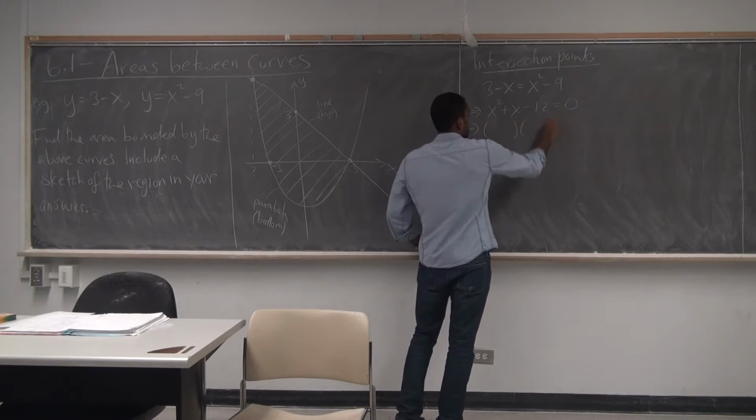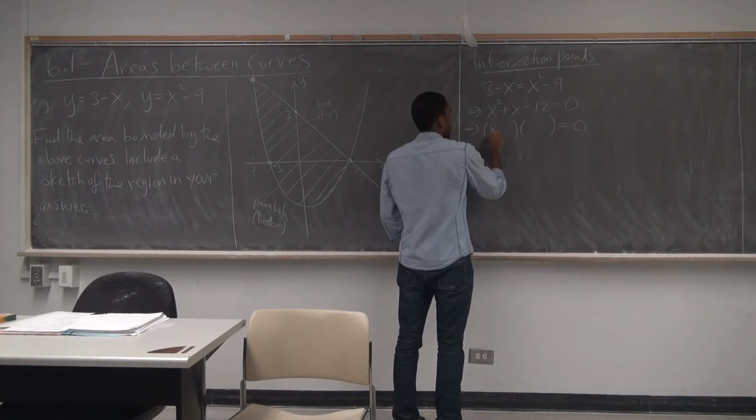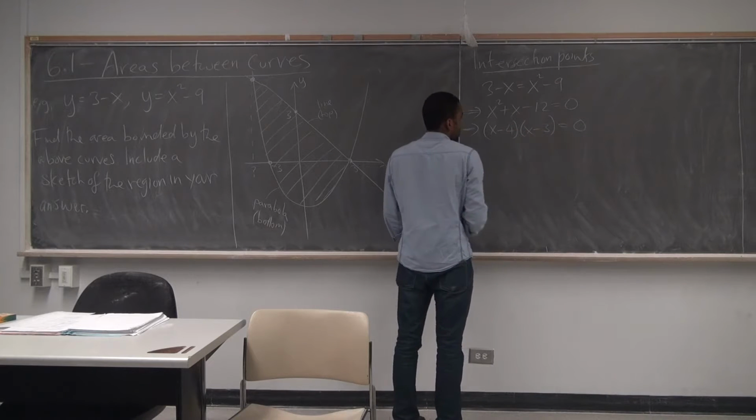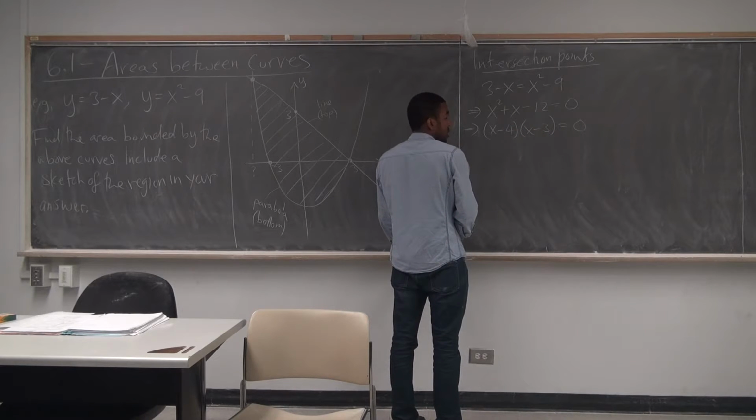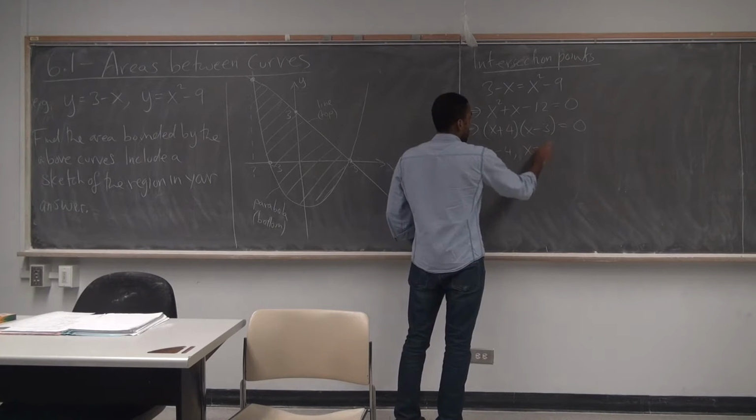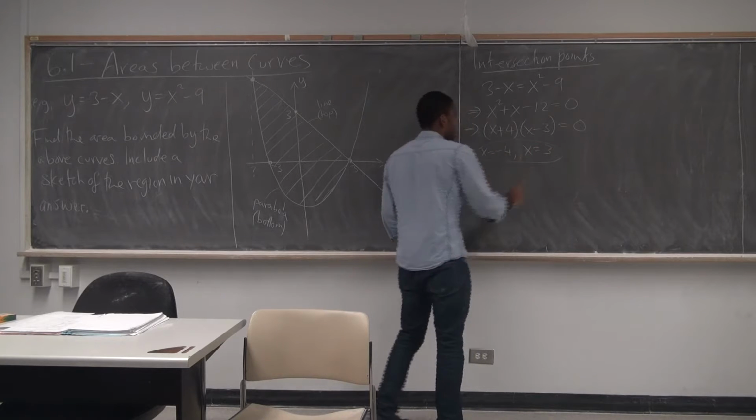Factor. What is it? X minus? Well, we know it's 4 and 3. What are the signs? Plus 4 and a minus 3, right? So you plus 4 minus 3 gives you plus 1, and then you multiply these, you get minus 12. So you get x equals minus 4, or you get x equals 3, and those are the intersection points.